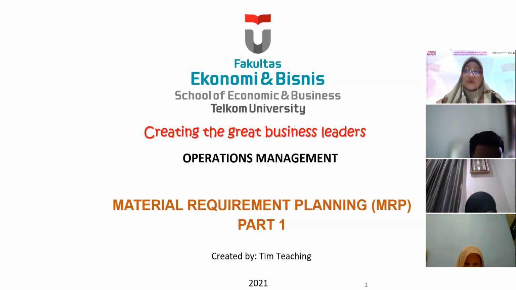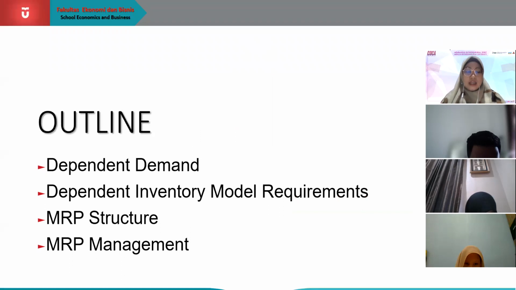After you know the components of your product, you need to understand the quantity for each component and when you need to buy it. All of this we're going to learn in MRP part 1. This is what we're going to study today: the dependent demand, dependent inventory model requirement, MRP structure, and also MRP management.